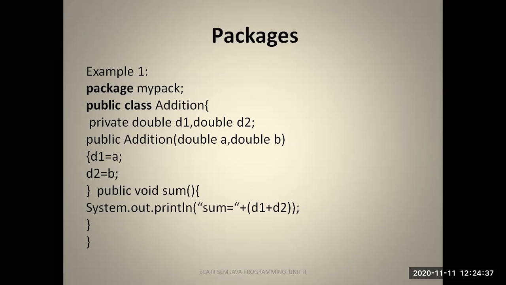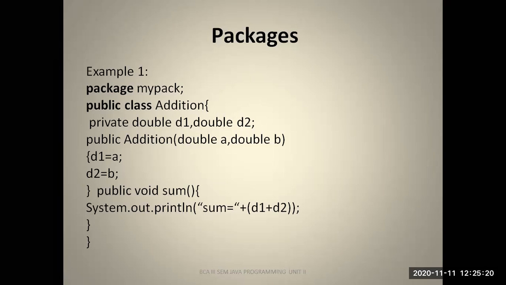So this is the first example. Let us see here. A package called mypack is created here. Under the mypack package, a class called Addition will be part of this package, which contains variables d1 and d2, and it contains one method. It is not a normal method. It is a constructor, Addition(double a, b), and after that it contains a method called sum. So in the package we have a class called Addition.